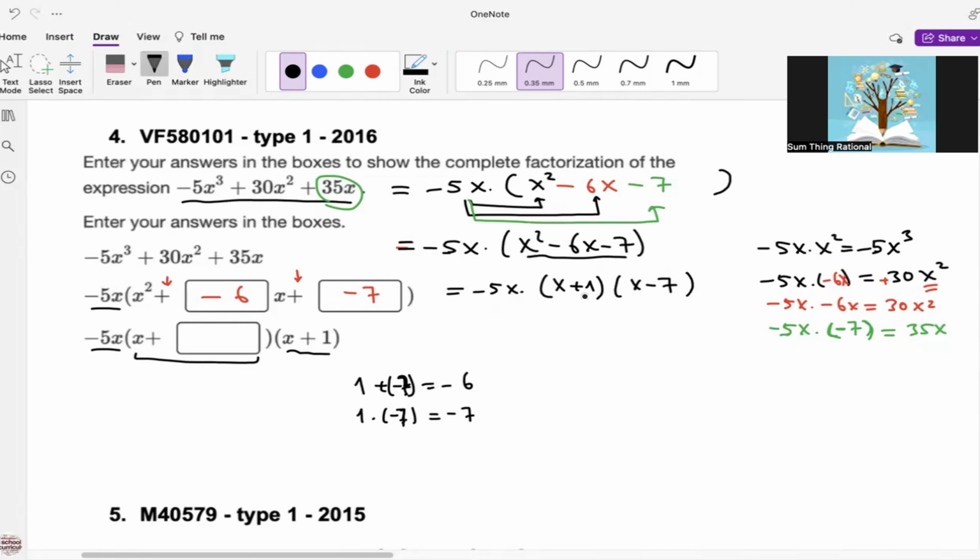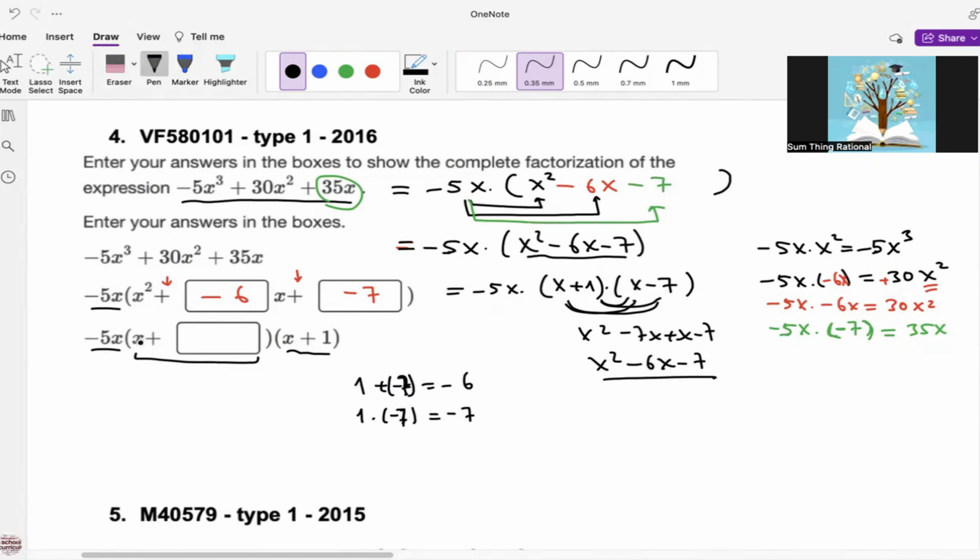You can check it by multiplying. x times x is x squared. x times negative 7 is negative 7x. 1 times x is positive x, and 1 times negative 7 is negative 7. When you combine the like terms, you get the original trinomial above. So one of the factors is x plus 1, the other factor is x minus 7.